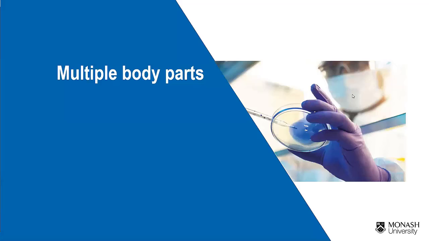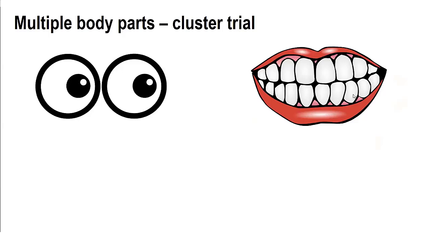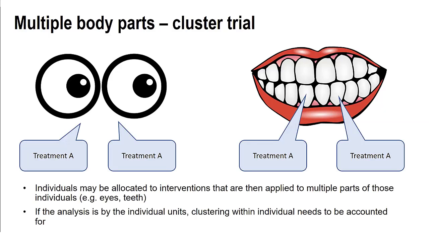Now, I want to just quickly touch on multiple body part trials. Obviously, people have multiple eyes, multiple teeth, and it could be the case that an intervention is rolled out and individuals may be allocated to interventions that are applied to multiple parts. So they might have cataract surgery on both eyes, for example, or some type of procedure on multiple teeth. If the analysis is by the individual units, clustering within the individual needs to be accounted for.